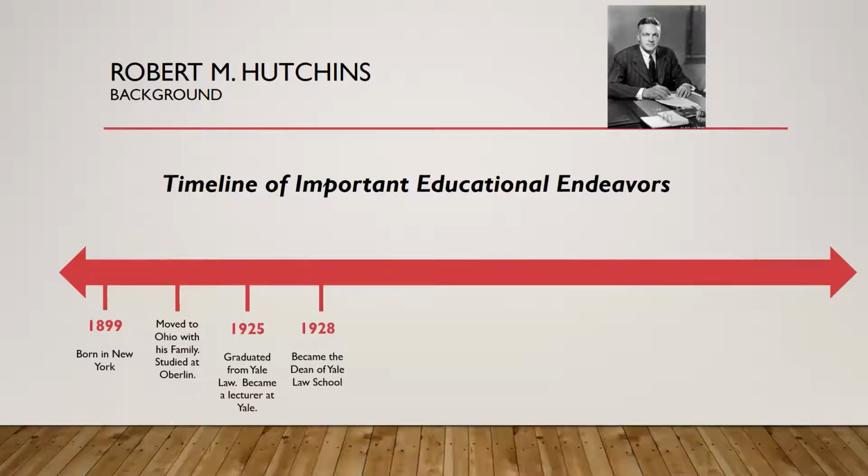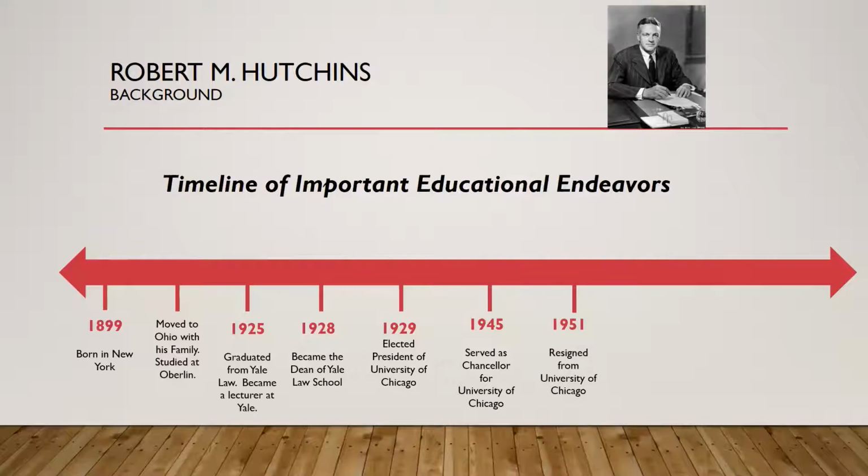By 1928, he had become the dean of Yale Law School. And in 1929, when he was just 30 years old, he was elected to be the president of the University of Chicago. From 1929 until 1945, Robert Hutchins served as the president of the University of Chicago, and in 1945, he became the chancellor for the University of Chicago before eventually resigning in 1951.